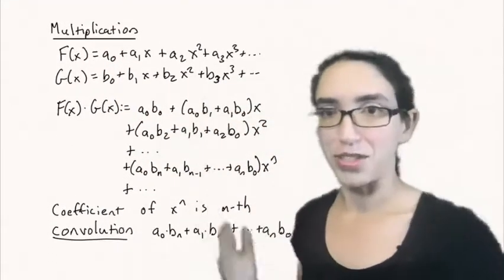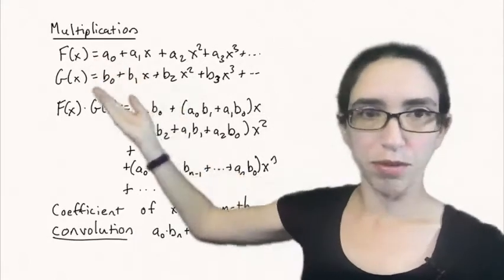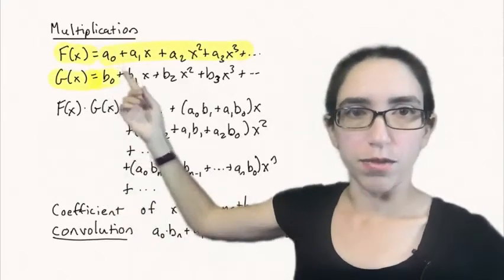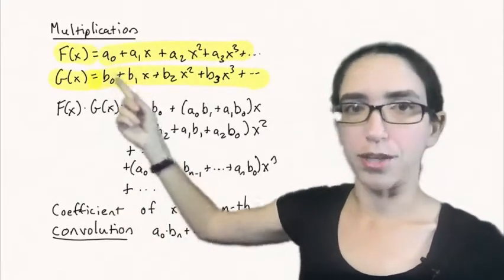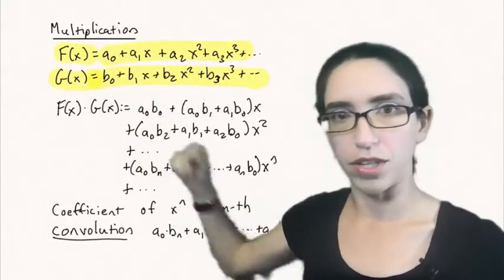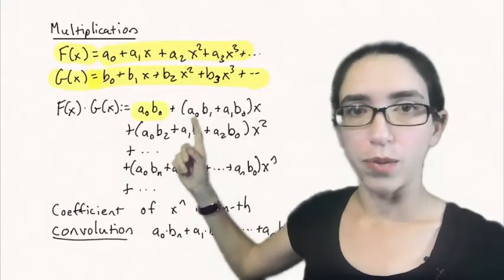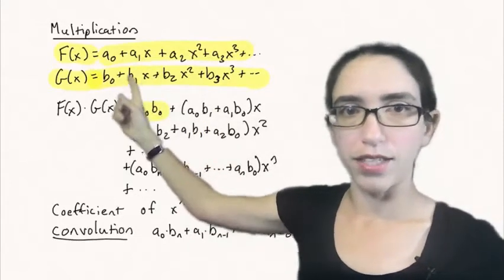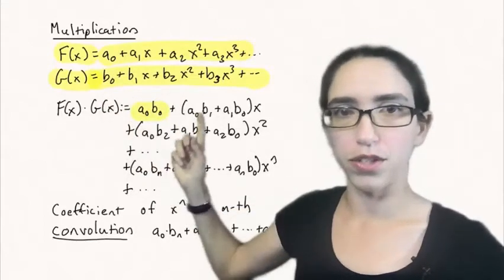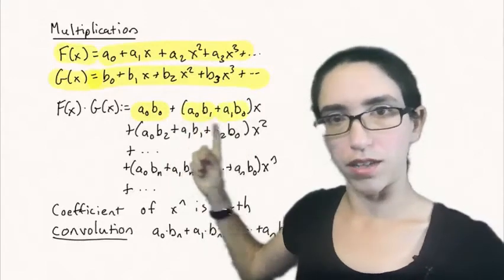So to multiply two generating functions, it's a little more involved. If you have f of x and g of x as before, then f of x times g of x is formed by first multiplying the two constant terms. a0 times b0 is the constant term, x to the 0, in the new generating function. But then what are all the ways we could get x? Well, we can take a1x times b0 or a0 times b1x. And so we get these two terms, a0b1 plus a1b0, to get the coefficient of x.